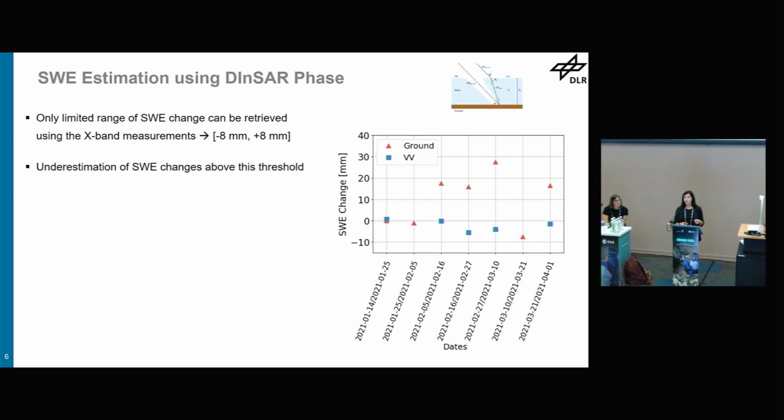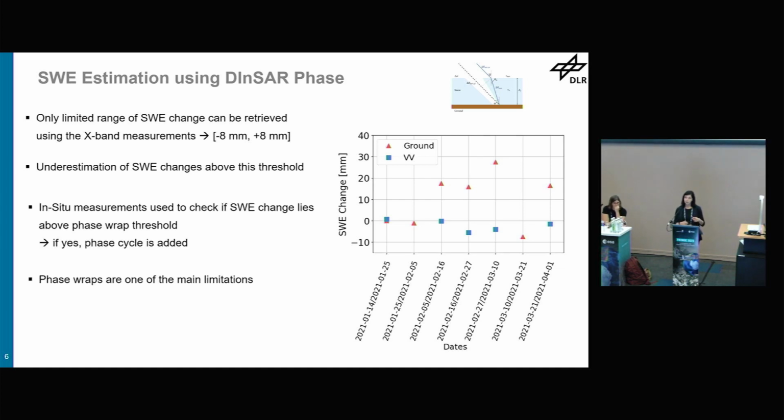And in red you can see the ground measured sweep changes, and in blue you can see the retrieved InSAR sweep changes. There are 2 points where there are no InSAR sweep estimates, where the coherence was below 0.3, so these values were masked out. And yeah, you can clearly see underestimations.